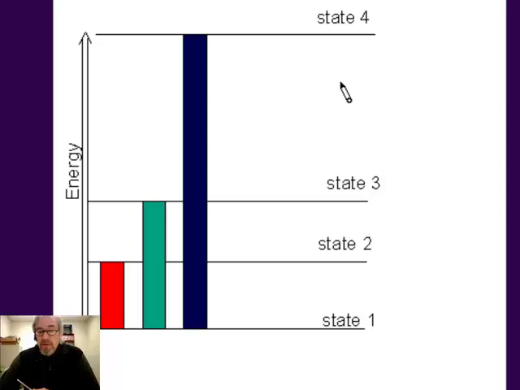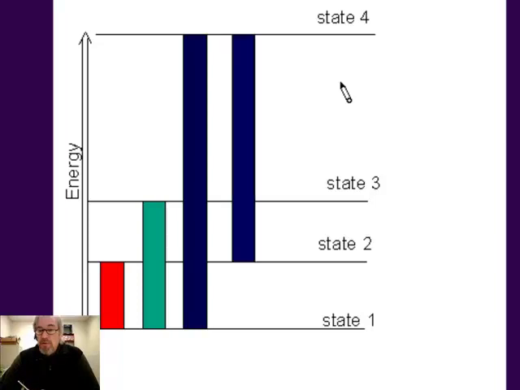You could have a drop from state 4 down to state 2. That wouldn't be quite as violet, to be a little bit more towards the indigo or blue, but it's bigger than the state 2 to state 1 drop. And the state 4 to state 3 drop gives something that's closer to blue-green than the 4 to 2 or 4 to 1.